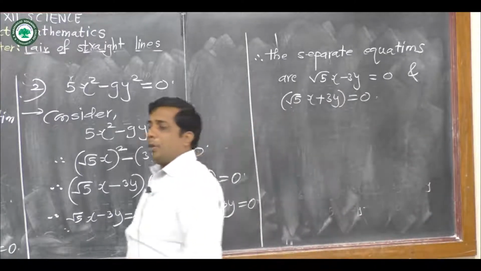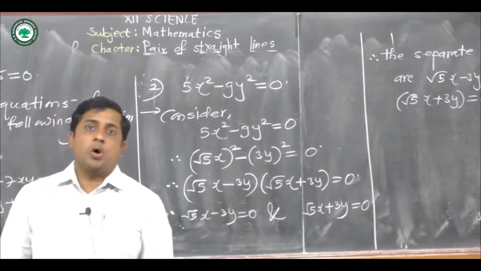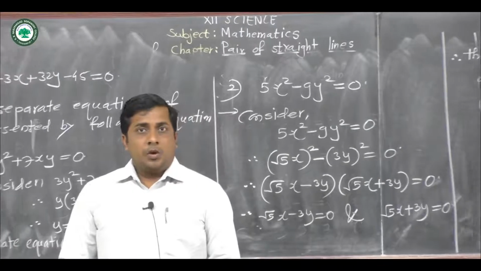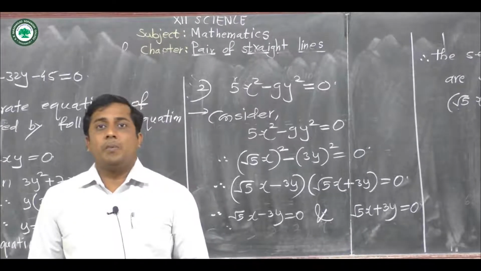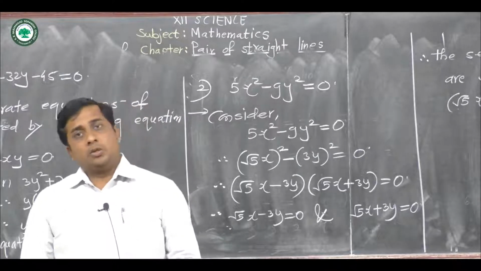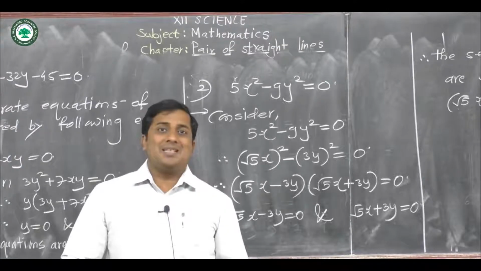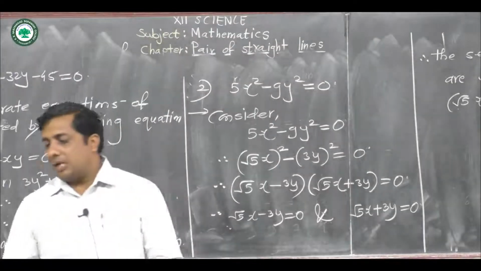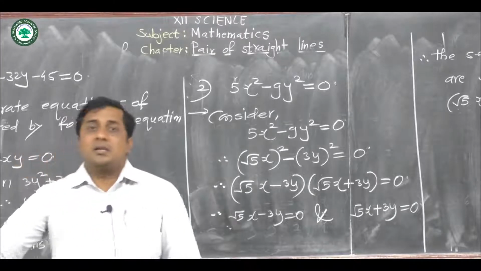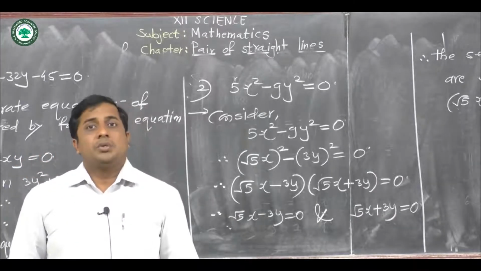So in today's lecture we defined the combined equation of lines. Then we saw how to find the combined equation of a given pair of lines. Also, we saw how to find the separate equations of lines represented by the following equation. In the next lecture, we will see another concept related to this chapter, pair of straight lines.